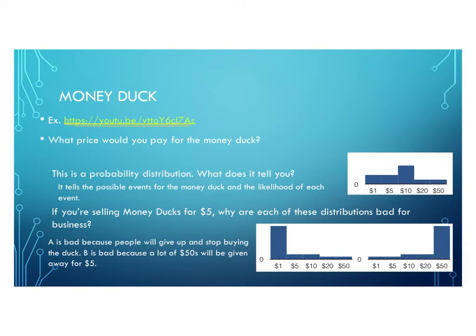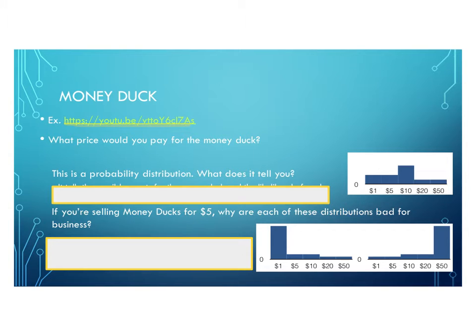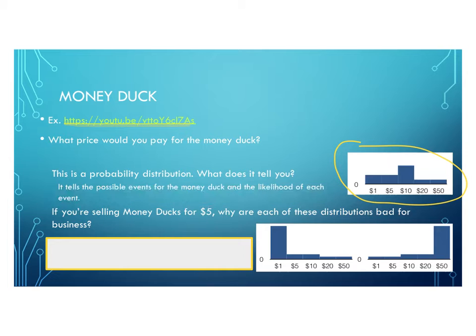Okay, so what price would you pay for the money duck? Notice we have different distributions. Remember, in the duck itself, there's either a dollar bill, a $5 bill, a $10 bill, a $20 bill, or a $50 bill. So which do you think seems reasonable? Okay, so notice the histogram off to the right. This is what we call a probability distribution. So what does it tell us? Well, this probability distribution tells the possible events for the money duck and the likelihood of each event.